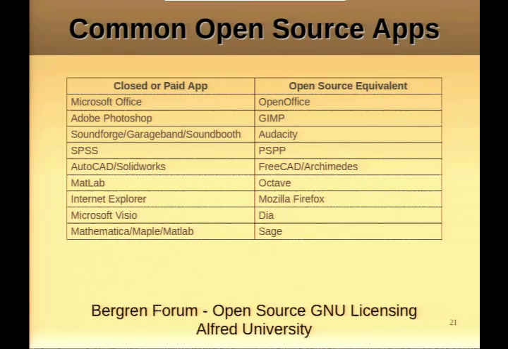So a lot of people ask about the open source alternatives and how many of them are out there and how prevalent they are. You may have heard of a lot of these, certainly a few. But you may not have ever heard that there is an open source alternative, like SPSS to PSPP. AutoCAD and SolidWorks has FreeCAD and Archimedes.